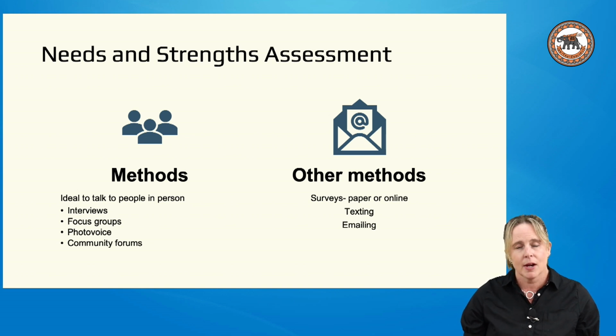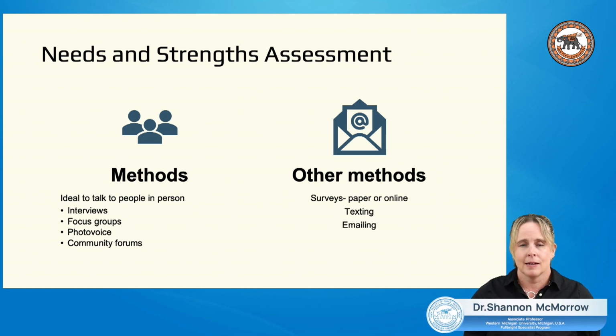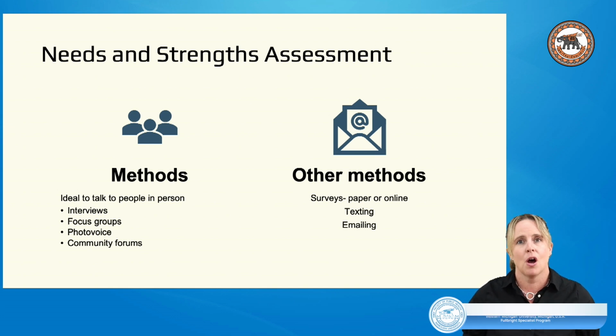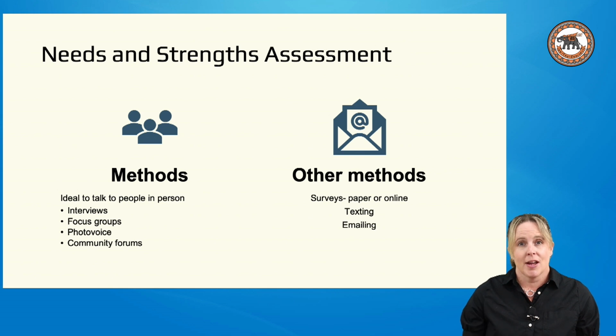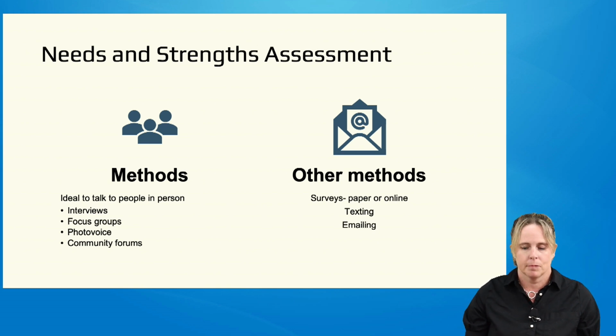Sometimes if people aren't able to go out to the community, you can also do methods like texting, using LINE or emailing and asking people questions to gather information from them. But it's an important part of planetary health and community health, and making sure we understand what does the community know and what do they need.